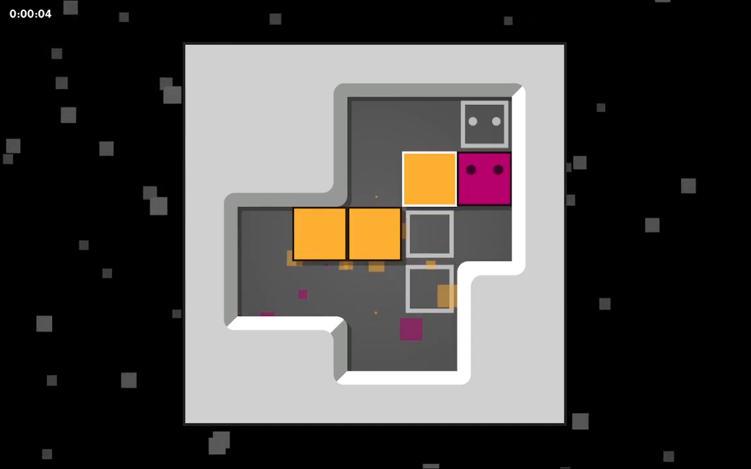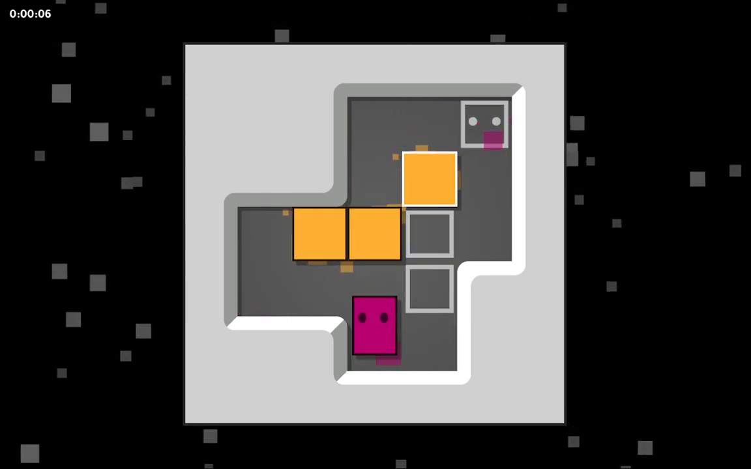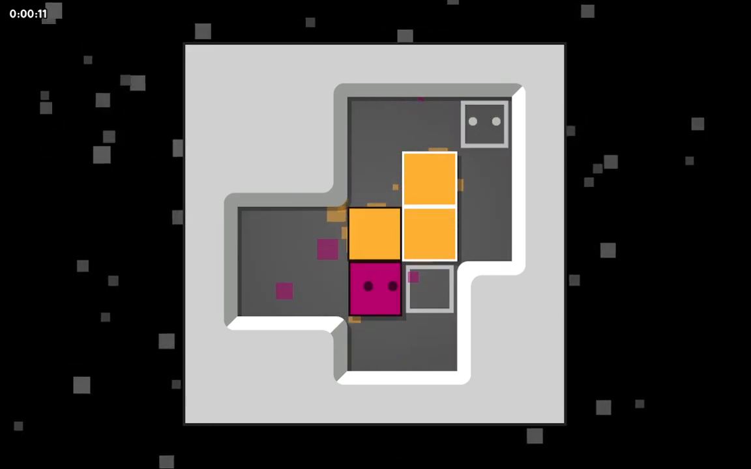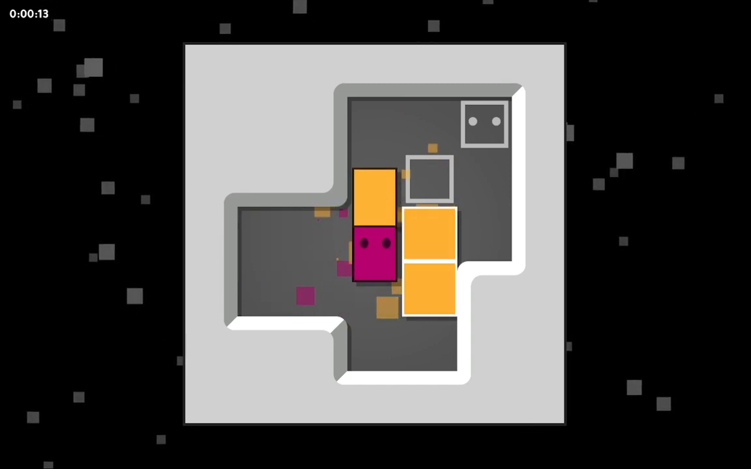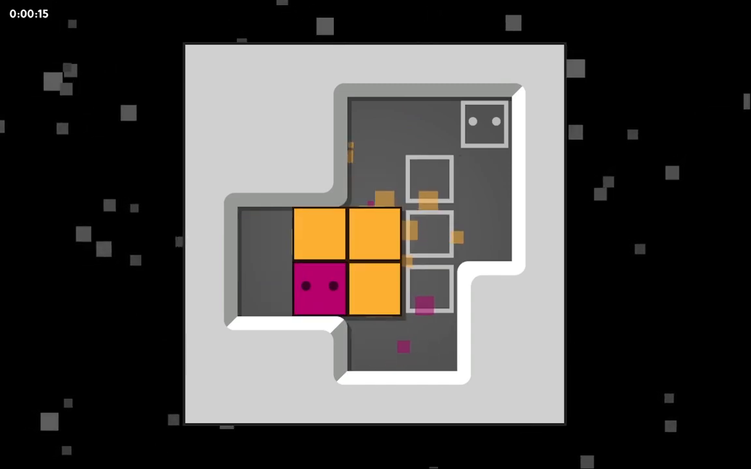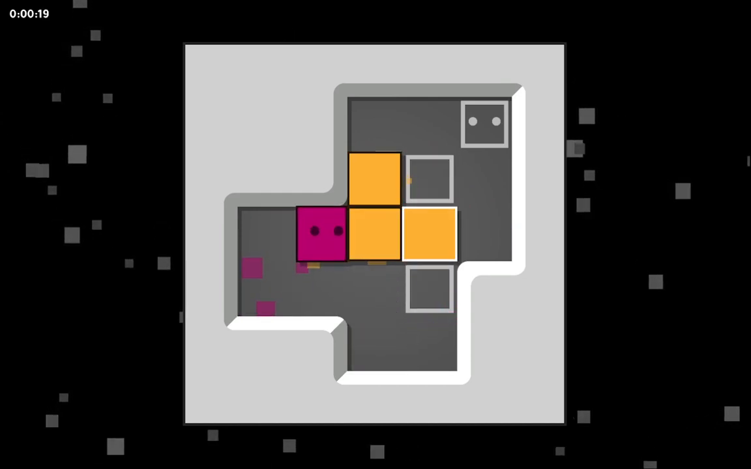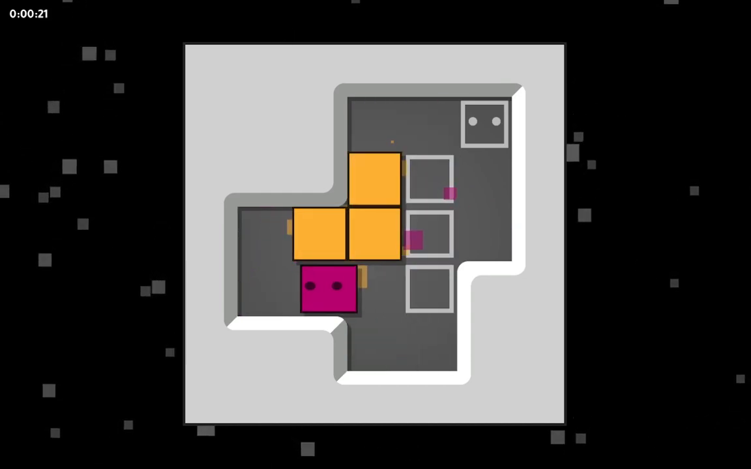Okay. Another one of these. So the difference. This is actually multi-bon. Multi-bon is what people call it when you're able to push more than one block at once, and that's just the default mode of Parabox. But that is not the default rule in Sokoban, which is. Some trivia there.